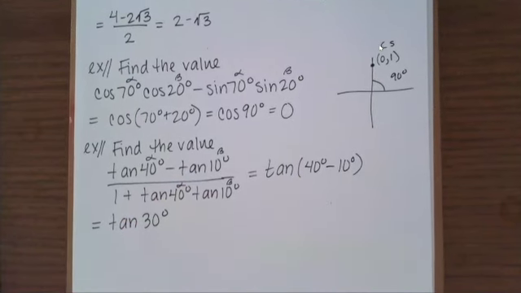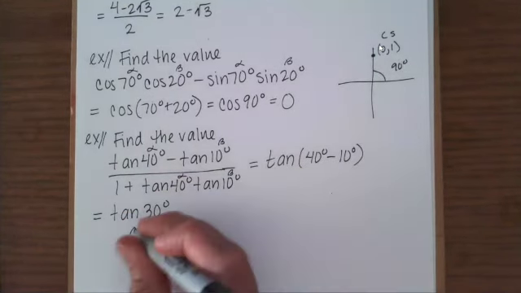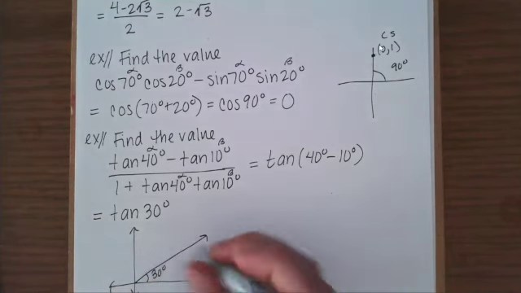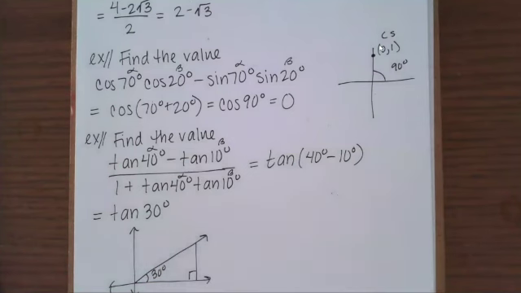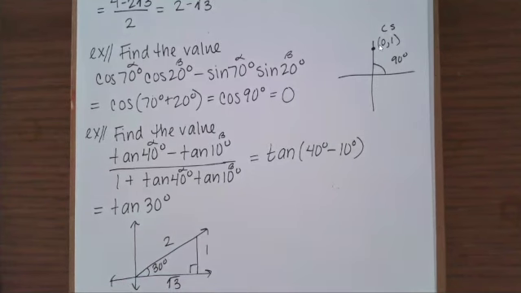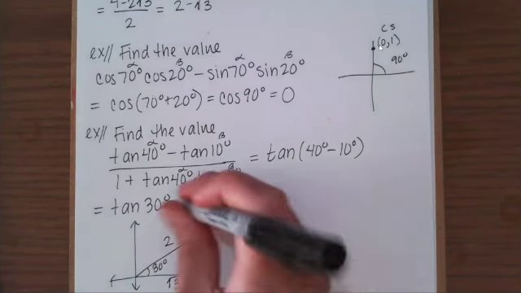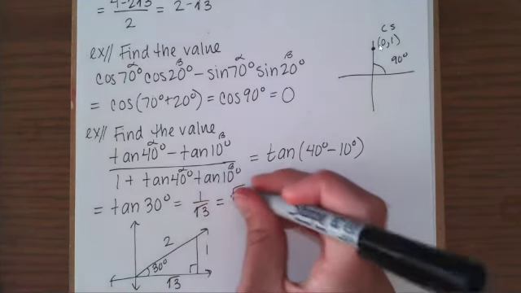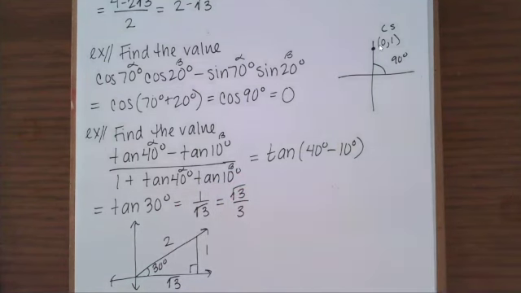So to find tangent of 30, let's draw that angle in. Drop a perpendicular to our x-axis. We know our sides are 1, root 3, and 2. We're asked for tangent, so we think SOHCAHTOA. Tangent is opposite over adjacent, so that is 1 over root 3. Rationalizing our denominators, we get that our final answer here is root 3 over 3.